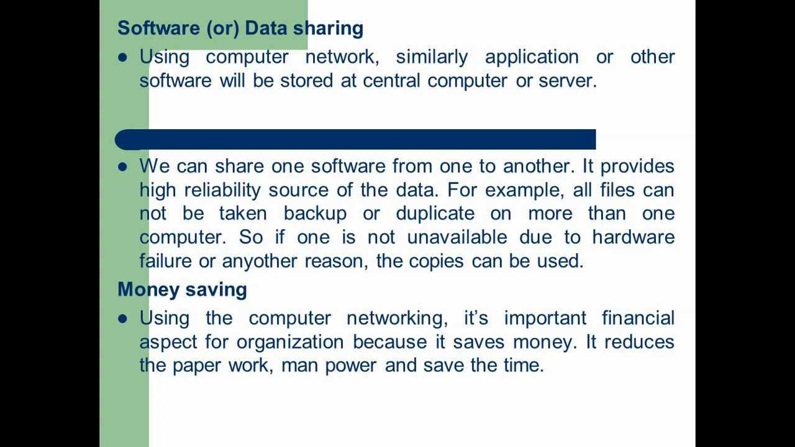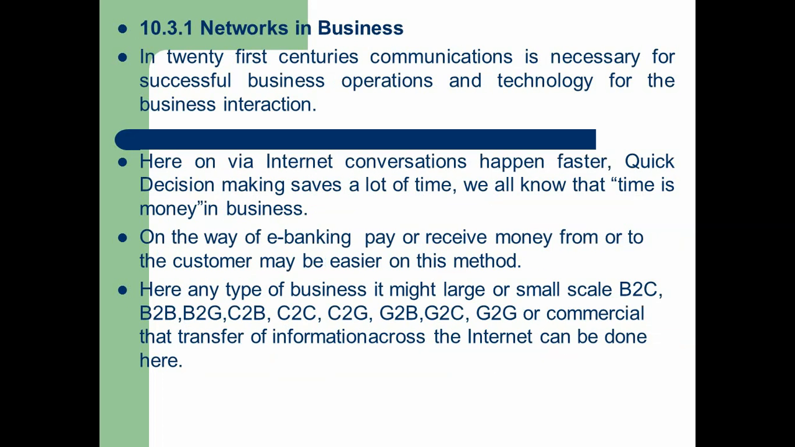Next one is money saving. Because of networks, the financial aspect plays a very important role for every organization. Because of using the internet, paperwork, manpower, and time are saved. Many companies switch over to e-banking and e-paper, and they do everything in an electronic way. Because of that, they are able to manage many expenses related to stationery, employees' salaries, and other expenditures.